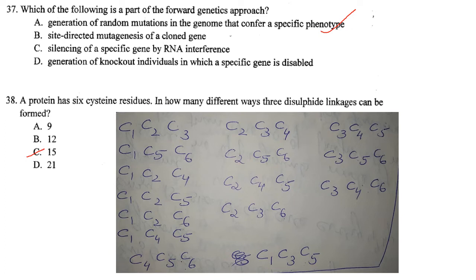Then a protein has 6 cysteine residues. In how many ways 3 disulfide linkages can be formed? So these are the number of ways in which 3 disulfide linkages can be formed. C1 is the first cysteine, C2 is the second, C3 is the third cysteine, C4 is the fourth cysteine, and C5 is the fifth cysteine, and C6 is the sixth cysteine. So cysteine double bond, that is disulfide linkages. So with C1, C2 and C3 it can form disulfide linkages. So like that it can form 15. So the answer is option C, that is 50.